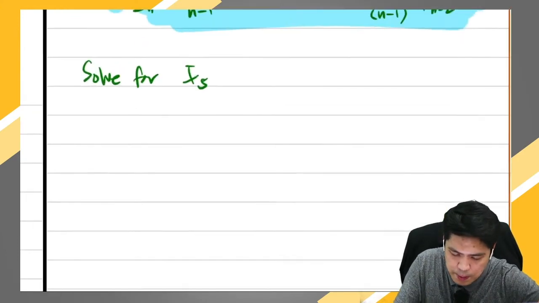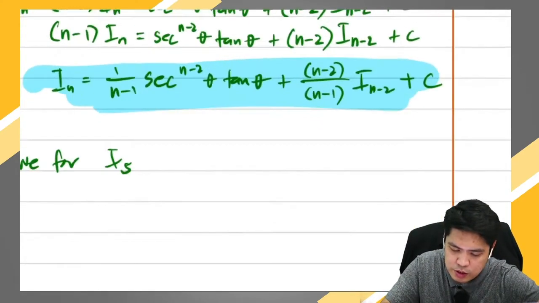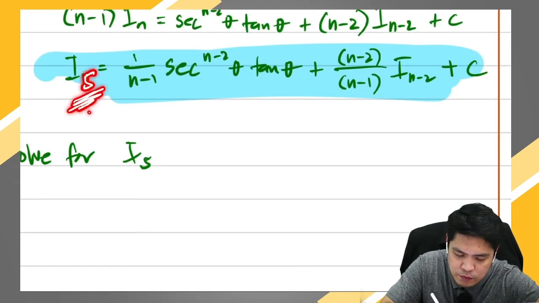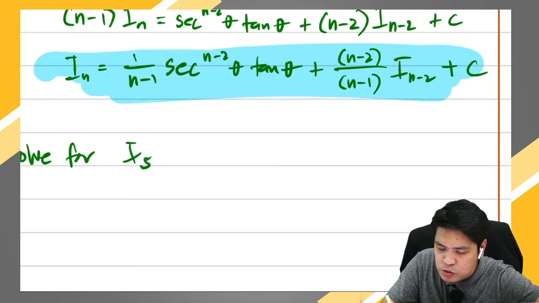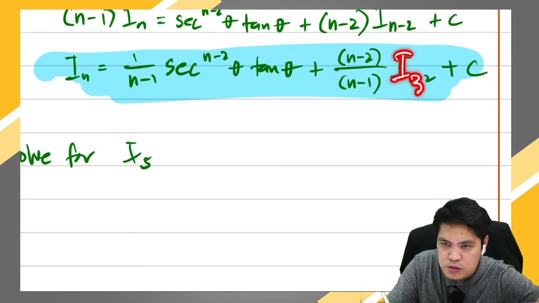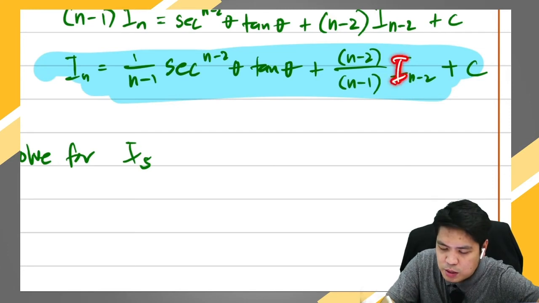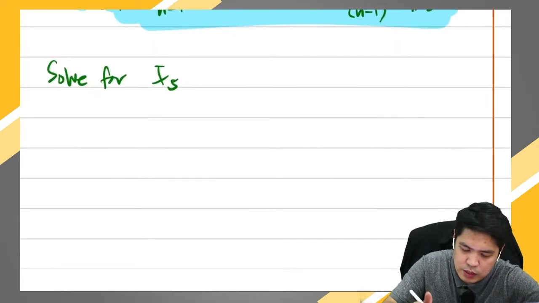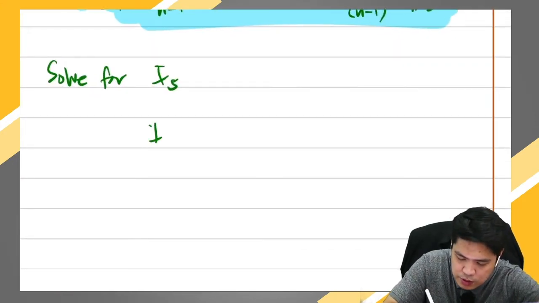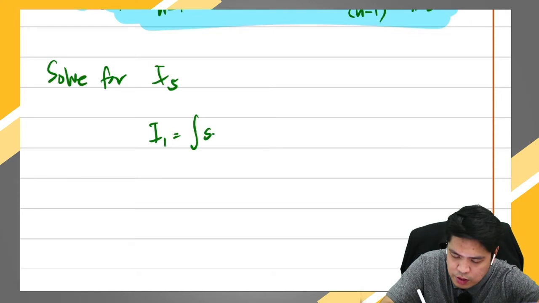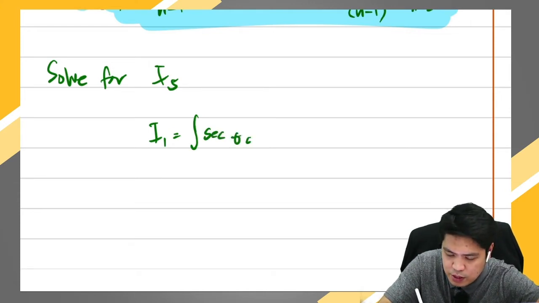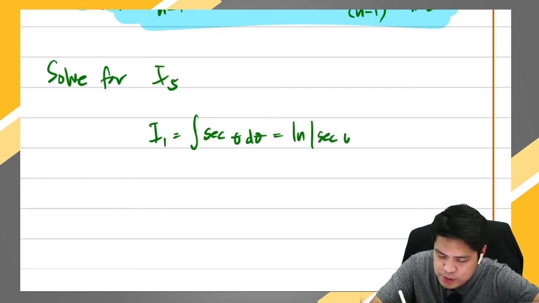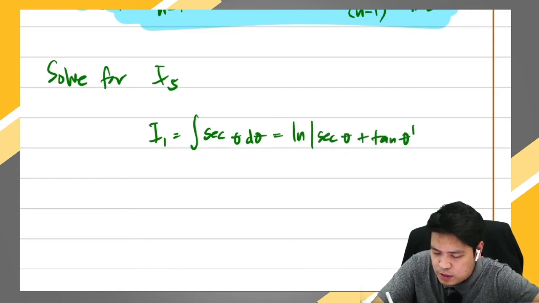Okay, let's do that. Again, we are trying to solve for I sub 5. To solve for I sub 5, we need I sub 5 minus 2, or I sub 3. And to solve for I sub 3, we need I sub 3 minus 2, which is I sub 1. So we start with I sub 1, which is just equal to the integral of secant raised to 1 theta d theta. We have a formula for this, that is simply ln secant theta plus tangent theta plus c.